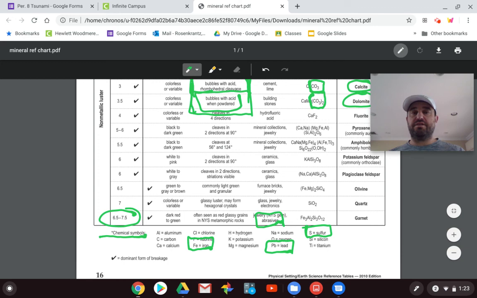Okay, so there'll be a series of questions tied within this lesson. All right, make sure you have this chart out, because otherwise you'll just be guessing.